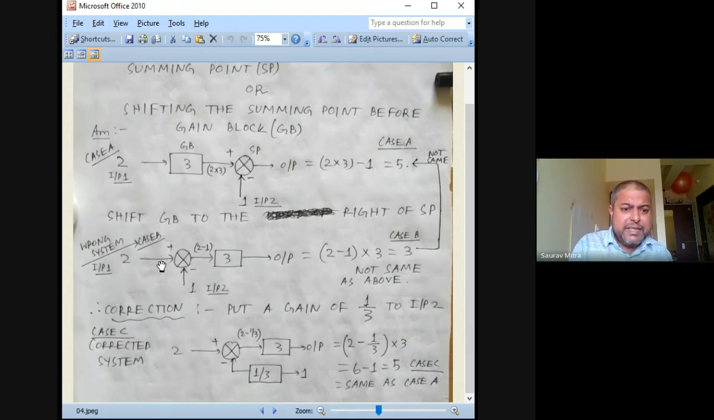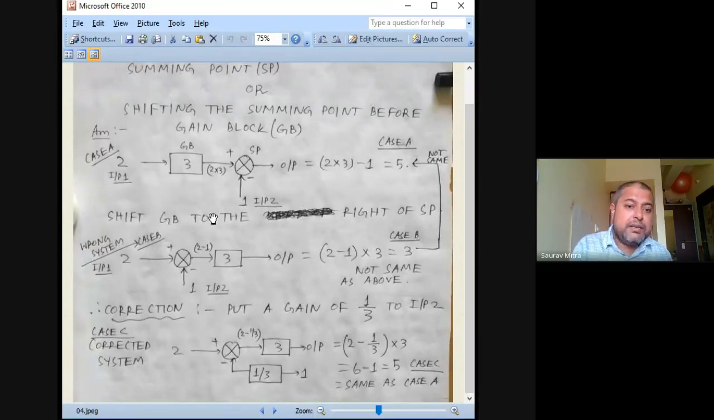In this case, if we shift the gain block after the summing point, let's see what happens. So 2 is coming to the summing point, and 1 is coming with a negative sign. So this point is 2 minus 1, which is 1, and that is getting multiplied with 3. So what is the actual output? This is 3. But we are supposed to get 5.